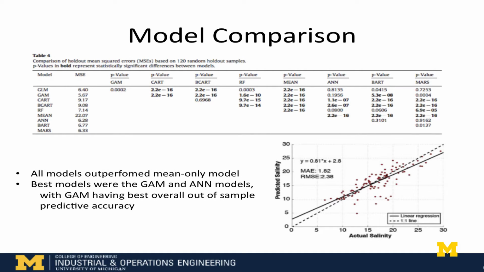Okay, so we try all the models. We do our random holdout testing. We did 120 random holdout samples here. And we can look at the mean squared error of these methods. So we put the mean model in there, so you have a basis of comparison. That is, pretend you don't have a model at all. So you always want to have some sort of basis of comparison. You better be able to do better than that, or your model is pretty worthless.